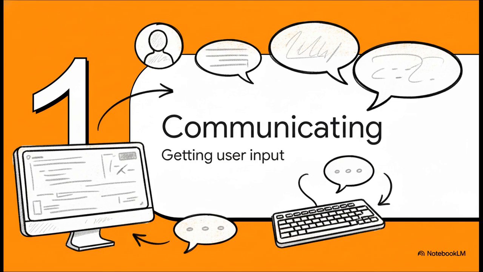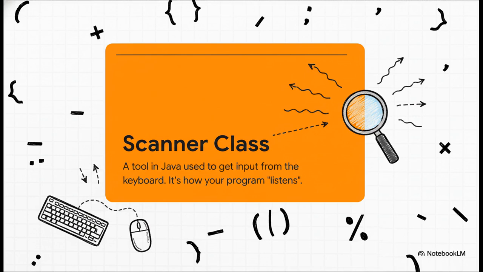Okay, so before your program can crunch any numbers, it usually needs some info from you, the user. You can think of this as literally starting a conversation with your code. So in Java, our go-to tool for this conversation is something called the Scanner class. It's basically a built-in tool that, you guessed it, scans for input. It's how we give our program ears, so to speak, so it can listen to what we're typing.